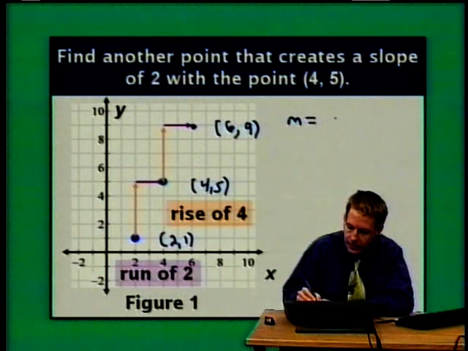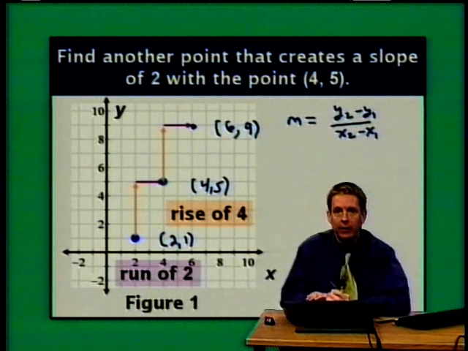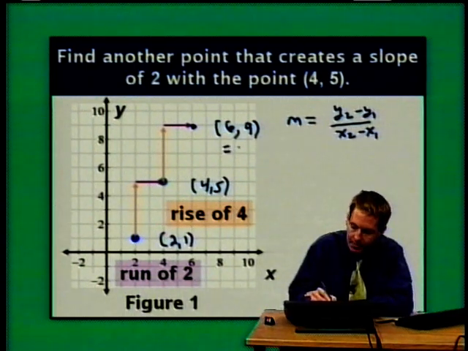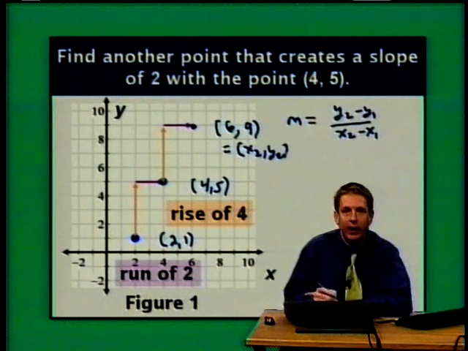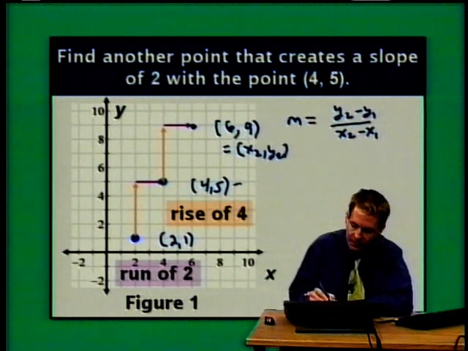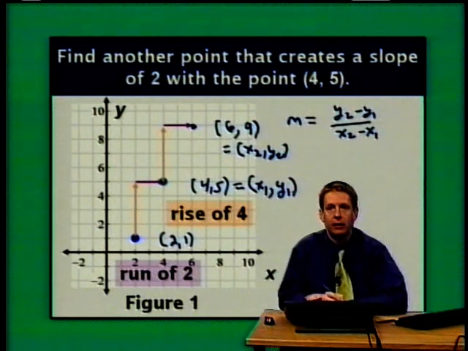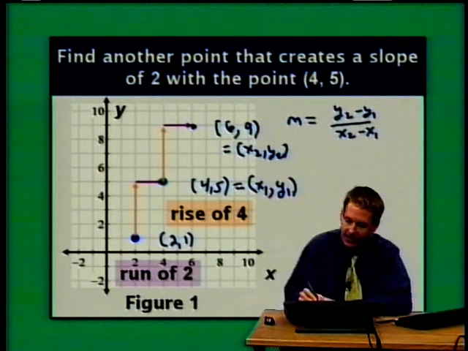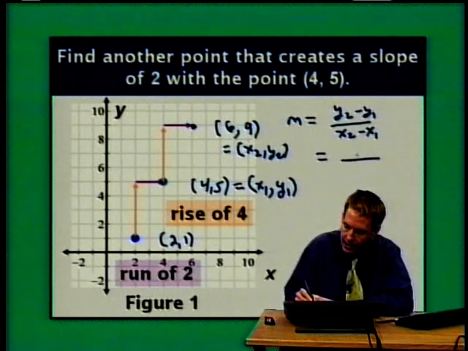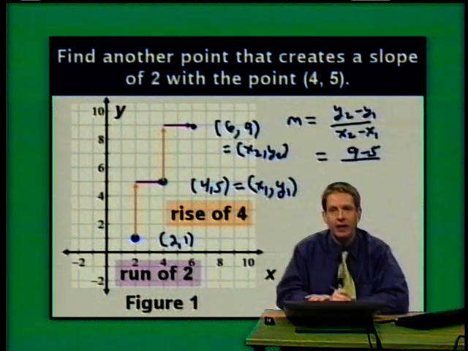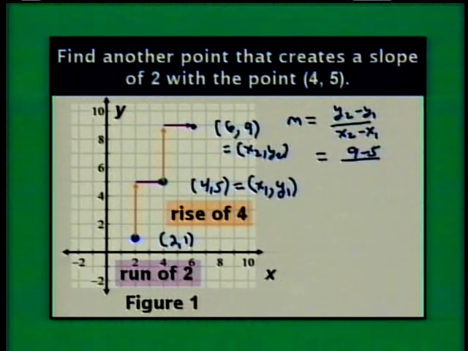m equals y sub 2 minus y sub 1 over x sub 2 minus x sub 1. I'll let the (6, 9) point be the x sub 2, y sub 2 point, and I'll let the (4, 5) point be the x sub 1, y sub 1 point. Plugging in my numbers for my variables, I have 9 minus 5 in the numerator. 9 minus 5 is 4. That's the rise between the 2 points.